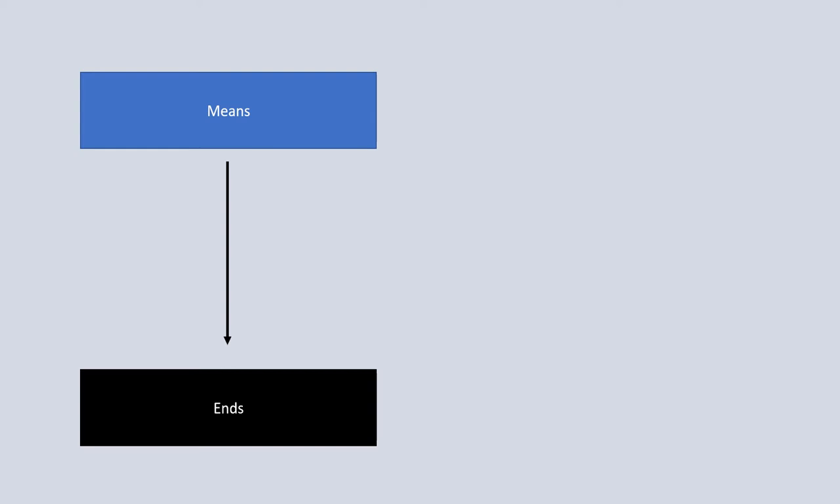Another argument would be you can kill an innocent person. Now, we all agree that that's bad. You shouldn't kill any innocent people. That's not a good thing to do, etc., etc. But if killing an innocent person is a means to prevent even more innocent people being killed, then according to this sort of means and ends logic, right, it's okay.